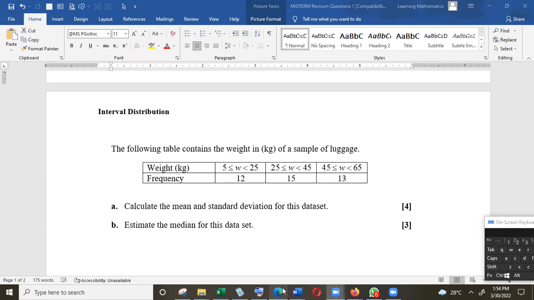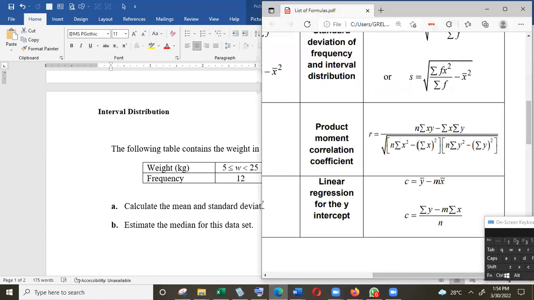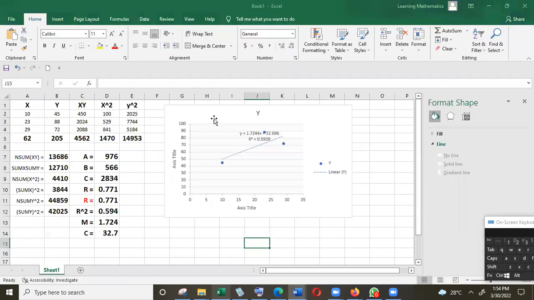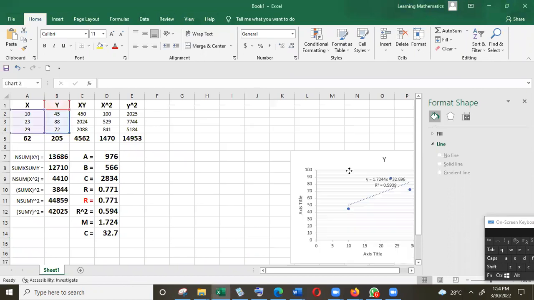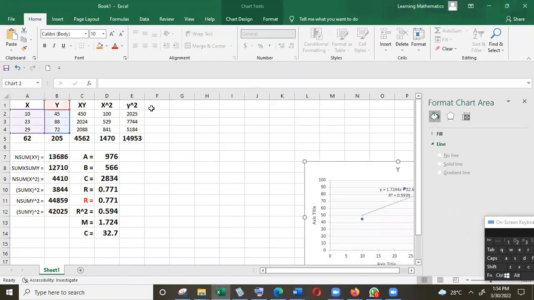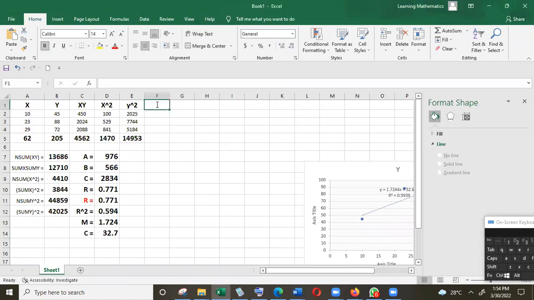Okay, so according to the list of formulas, when you are looking at a grouped distribution, the mean now is the sum of fx over the sum of f. We can recall from the list of formulas. So once we have sigma, we know we can use Excel. Okay, so here's some working with it. So here we can put fx.